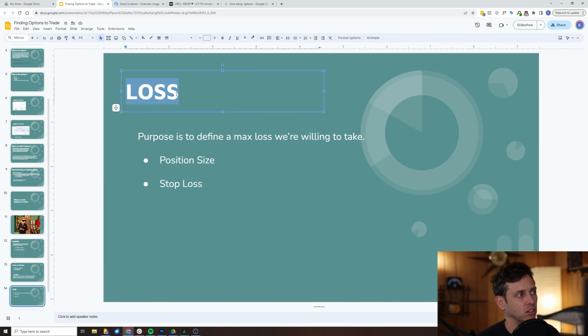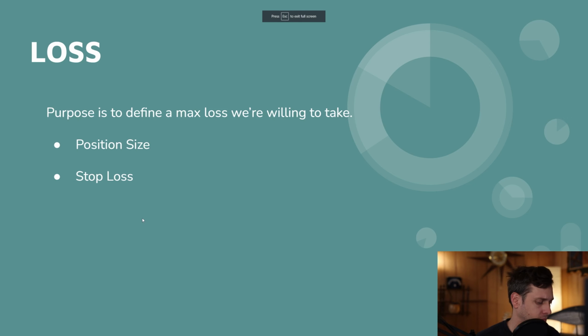How do you define your loss when you're trading options? Now, the purpose of this obviously is to define the max loss that we're willing to take within a trade, and you can do this in two different ways. One is position size. So as we know, and unless you don't, then please leave a comment and say, hey, I would like to know more information about this.